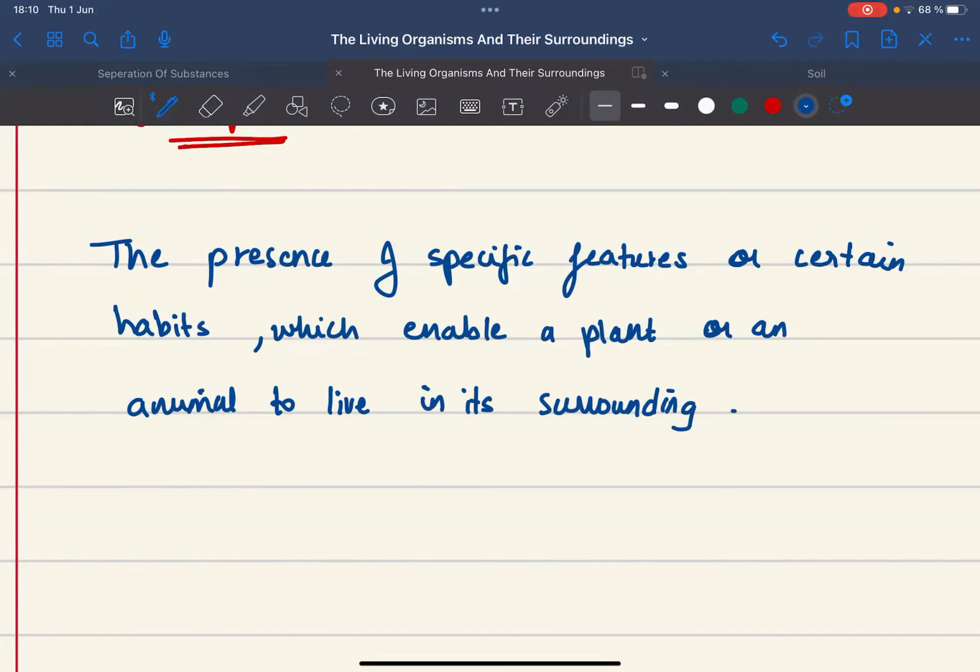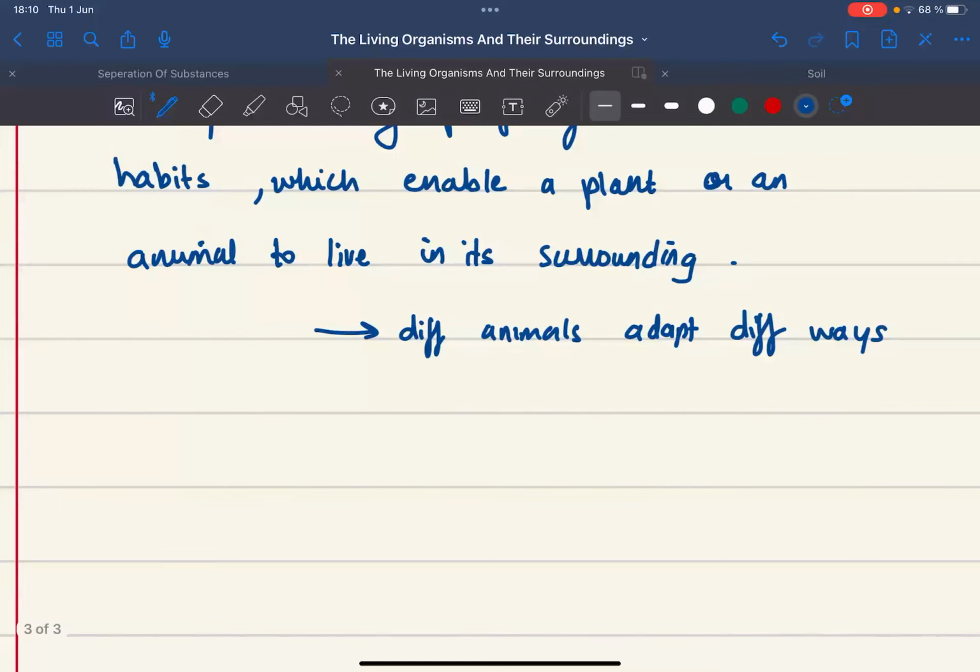It's called adaptation. All right. So you know that different animals are adapted to their surrounding in different ways. So different animals adapting in different ways. Like for example, you know that fish has slippery scales on their body.